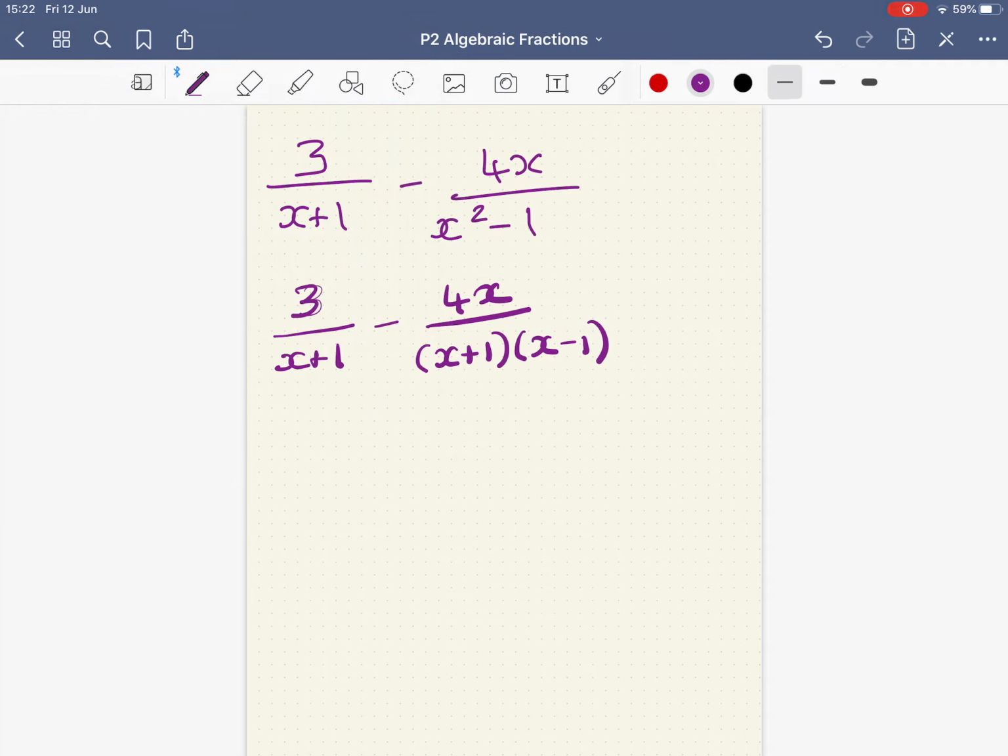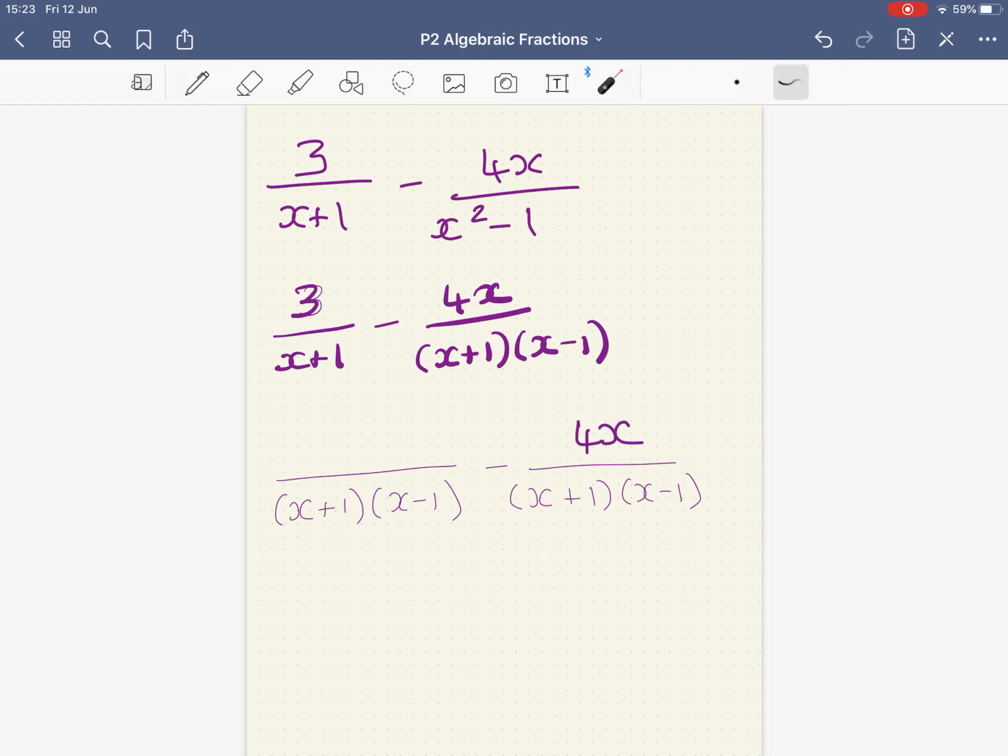Okay, so what we're doing now is we're looking for a common denominator. So we're looking for the smallest thing that they go into. And the smallest thing they go into will be x plus 1, x minus 1. This one's fine because it already is 4x over that. This is the one I've got to deal with.